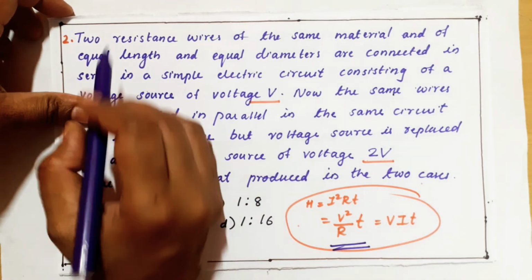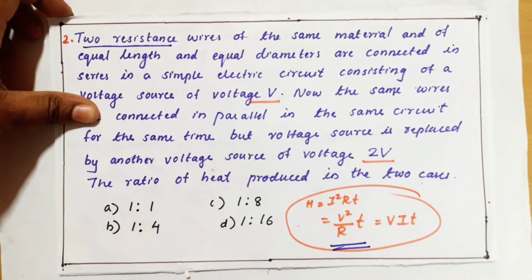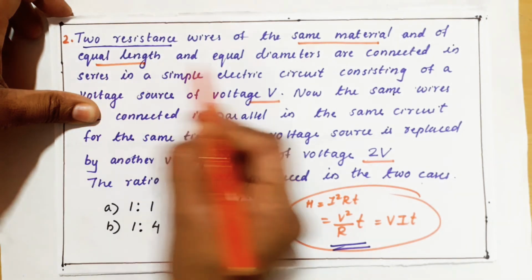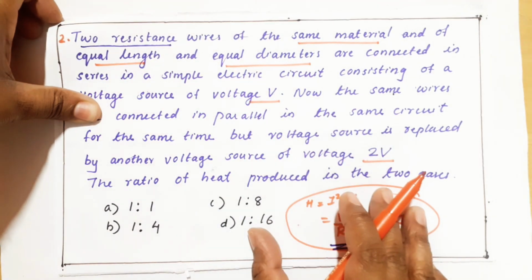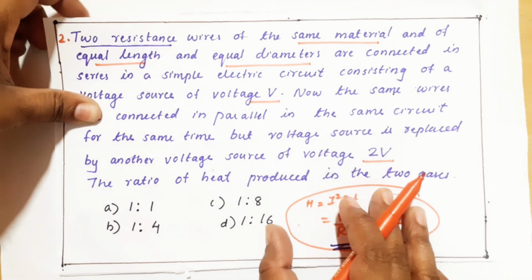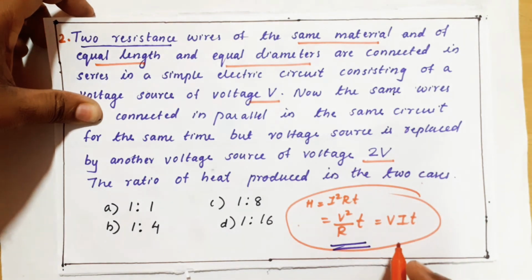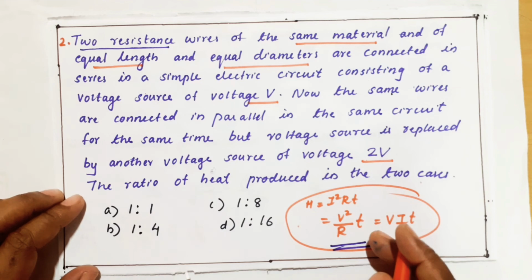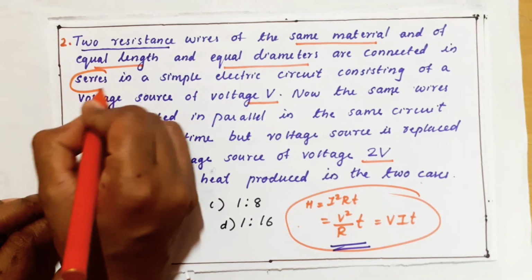In the first case, they told there are two resistances and gave two conditions: same material, equal length, equal diameter. So it means that for both wires, the resistances are the same. First, they told you to connect it in series.